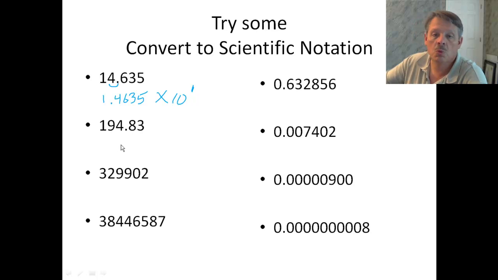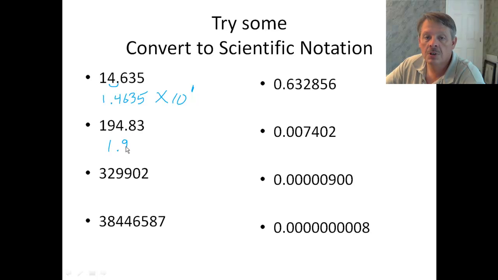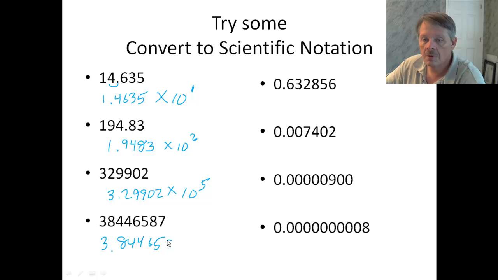So it's 1.46. Here I have to move the decimal point 2 positions, so it's 1.9483 times 10 to the second. Here it's 3.29902, and here I had to move it 2, 4, 5 positions. And here I got to move it a bunch of positions. I think that's 7 positions. Let me count them again. 2, 4, 6, 7. Yep, that's 10 to the 7th.